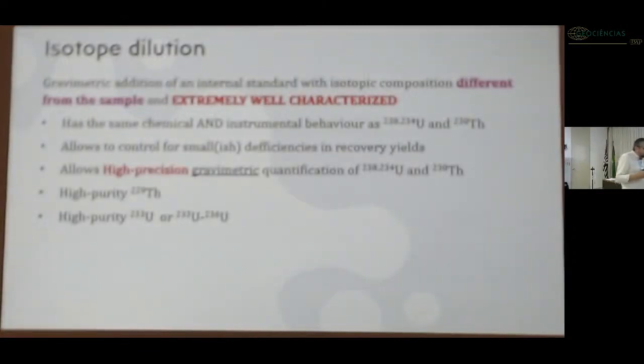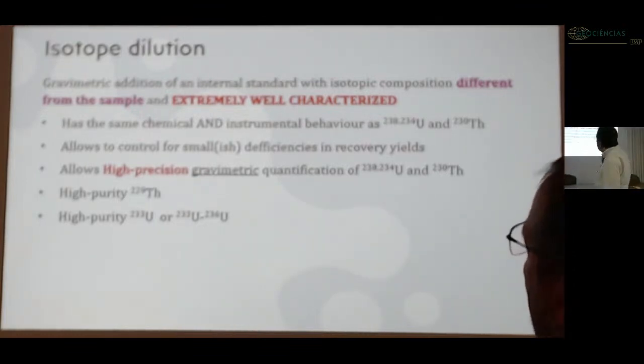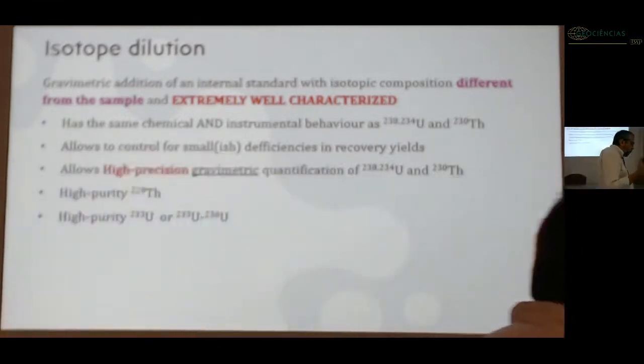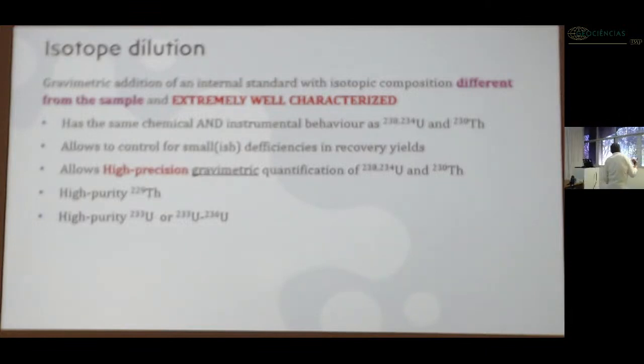What is isotope dilution? Isotope dilution is basically an analytical methodology where we gravimetrically add an internal standard with an isotopic composition which is different from the sample and is extremely well characterized. So what we need is something that has the same chemical and instrumental behavior as the natural isotopes of uranium and thorium, but is not them. This spike, this tracer, will also allow us to see if there is some uranium and thorium loss during the sample preparation, and we can actually control for that.